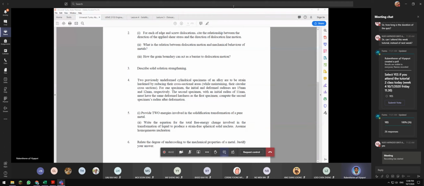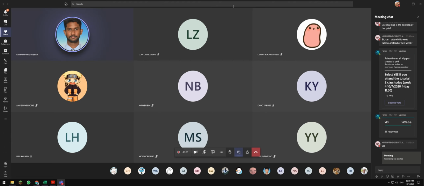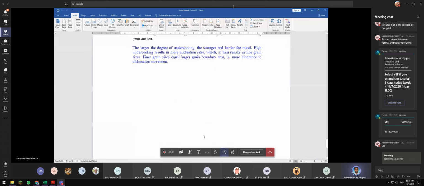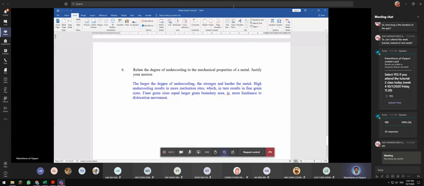Okay. What would be your answer? Okay, let's look at it. Actually, the answer is the larger the degree of undercooling, the stronger and harder the metal. Remember, guys, about the critical radius. The more severe the undercooling, the smaller the critical radius and the smaller the activation energy required.